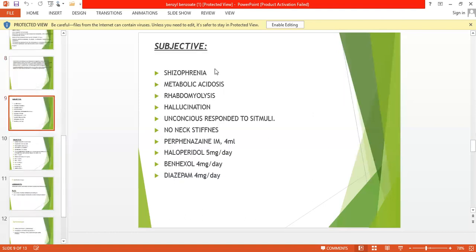Here is the subjective: schizophrenia, metabolic acidosis, rhabdomyolysis, hallucination, unconscious, responded to stimuli, no neck stiffness.